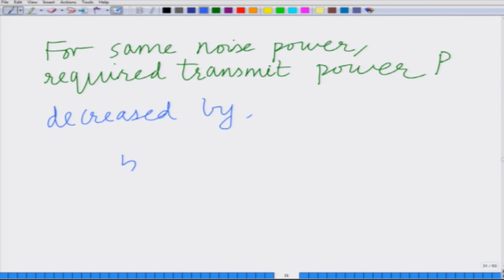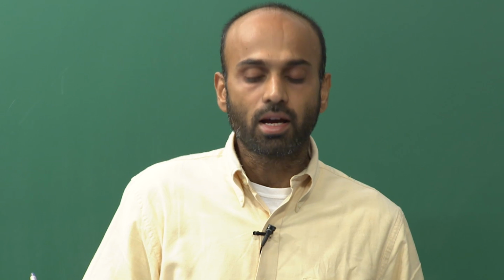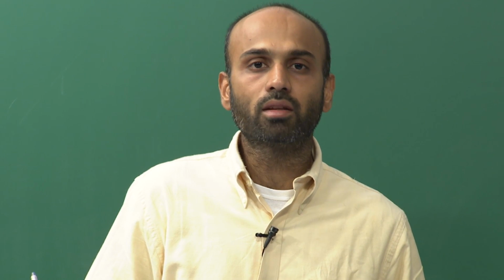The required transmit power P has decreased by 57 minus 29.37 equals 27.63 dB. That is, for the same noise power, the transmit power required to achieve a bit error rate of 10 power minus 6 has decreased from 57 dB to 29.37 dB.